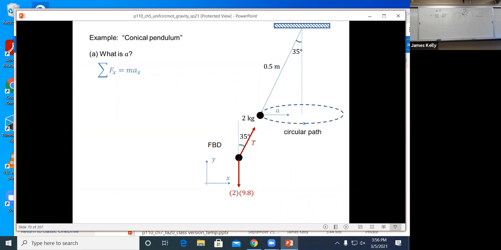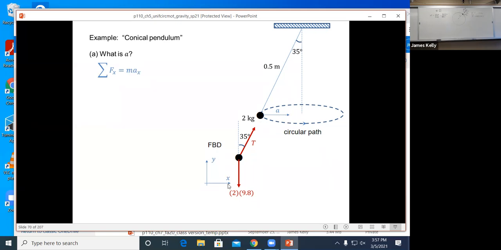What's my rule of thumb for how to choose your axes? Yes. If you know the acceleration direction, put one of your axes along that. And look, the direction to the center of the circle is horizontal here. So I definitely want one of my axes to be horizontal. So choose that. I want the magnitude of the acceleration.